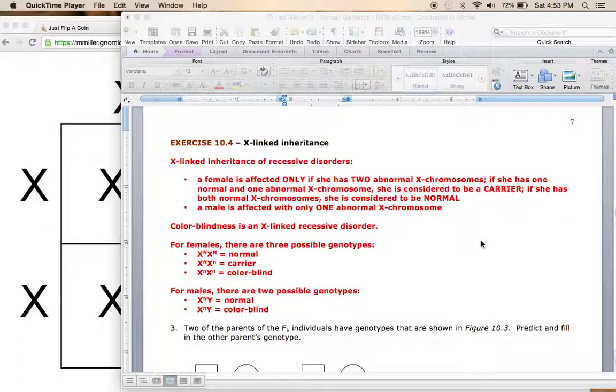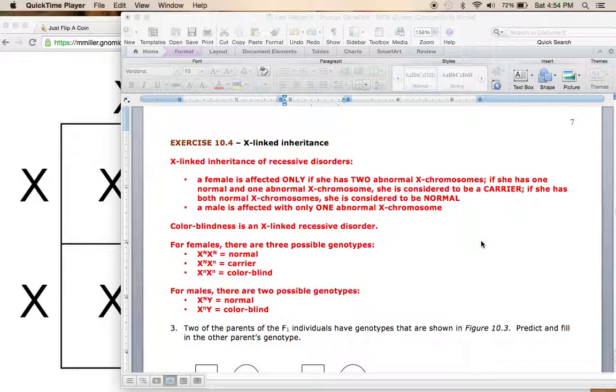Next is X-linked inheritance, and specifically we're looking at X-linked inheritance of recessive disorders. So in a recessive disorder that's an X-carried disorder, a female is going to be affected with the disorder only if she has two, or both, abnormal X chromosomes. Because the female normally has two X chromosomes, as long as one of them is normal, if it's a recessive disorder, she's not going to be affected with that disorder. Now, if she has two abnormal X chromosomes, then she does have the disorder.